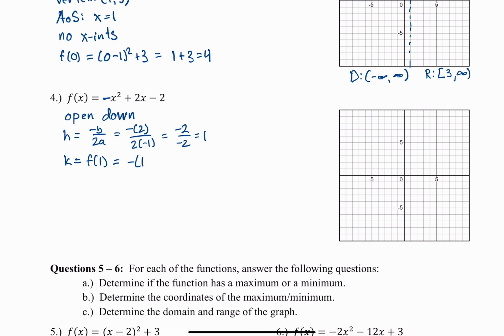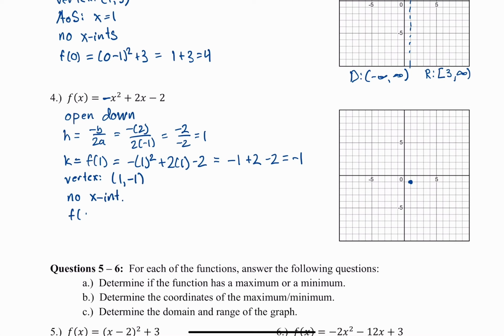So it's negative 1 squared plus 2 times 1 minus 2, which is going to give us a minus 1 plus 2 minus 2, or minus 1. So here we have our vertex, which is going to be (1, -1). So it's now in the fourth quadrant. Fourth quadrant, opening down, you can see right here, there's going to be no x-intercepts.